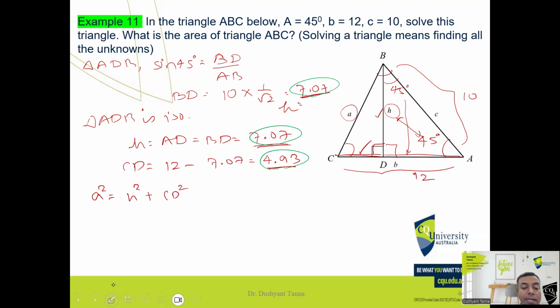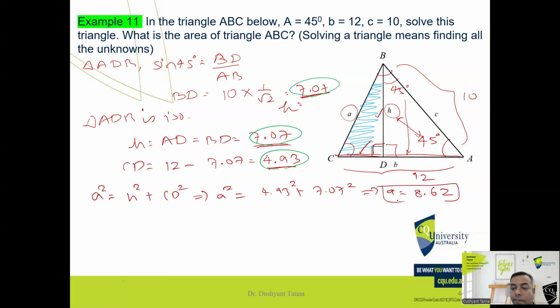That's a right angle triangle here. I'll use some different color. Okay, so a squared is CD squared plus H squared, right? From there, a squared will be CD, which is 4.93 squared, and H squared is 7.07 squared. That will lead me to small a equal to 8.62. I got my small a as well.